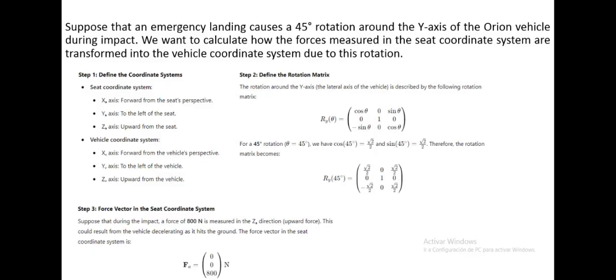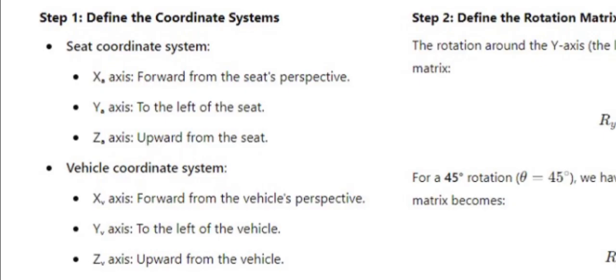For example, suppose that during an emergency landing, the Orion vehicle undergoes a 45 degree rotation around the y-axis at the moment of impact. We want to calculate how the forces measured in the seat coordinate system transform into the vehicle coordinate system due to this rotation. First, let's define the two coordinate systems. These coordinate systems allow us to understand how forces acting on the seat translate to the overall vehicle.